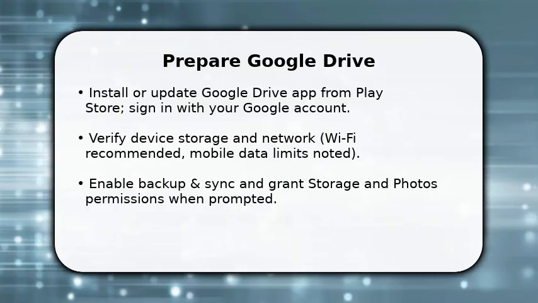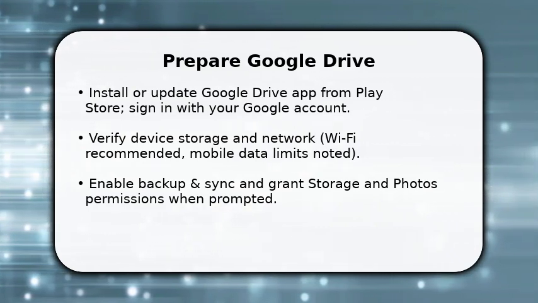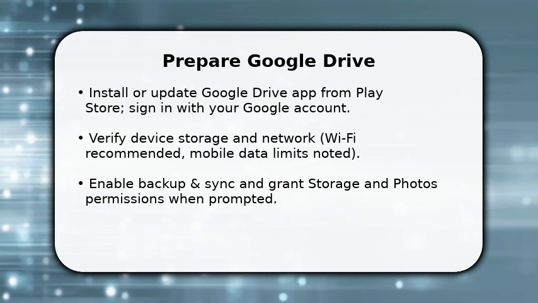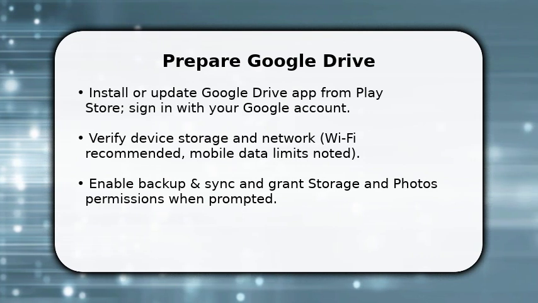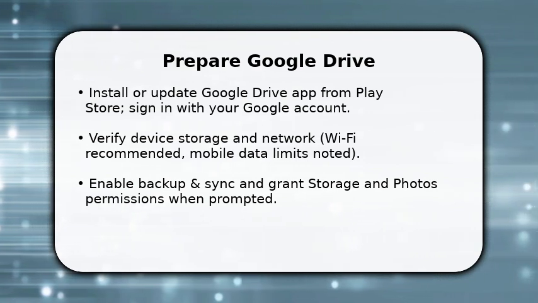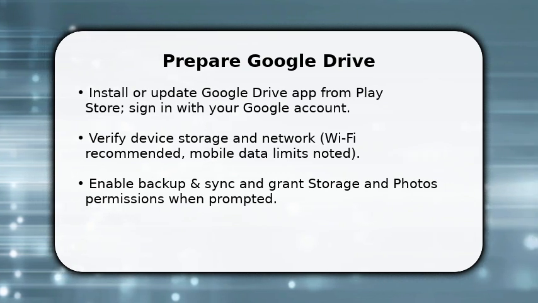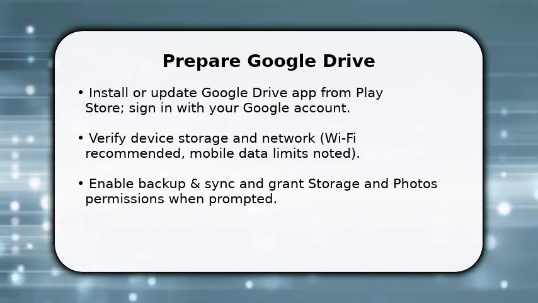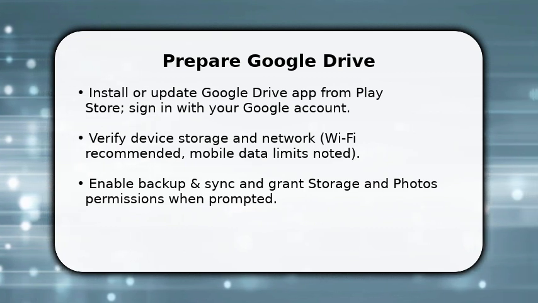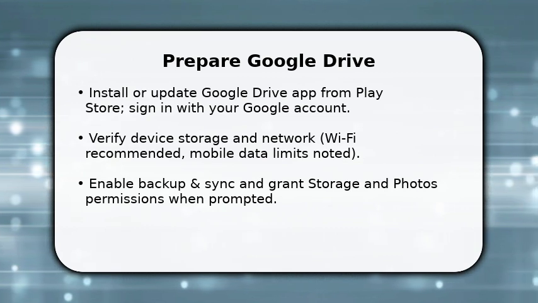You'll start by making sure Drive is ready. Install or update the app and sign in with the Google account you want to use. Check that your Android has enough free local space and a stable network. Wi-Fi prevents data charges. Next, grant storage and photos permissions so Drive can access files, then enable backup and sync for automatic uploads. Once done, open the app and tap the plus button to begin adding files. This sets the foundation for organized cloud storage.